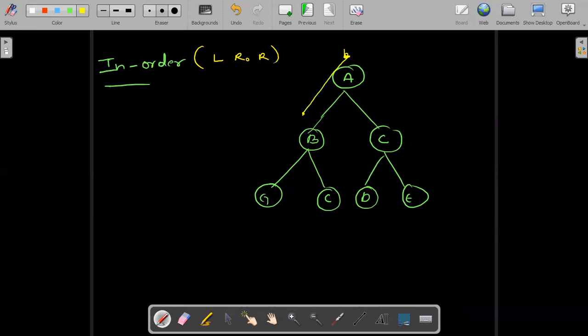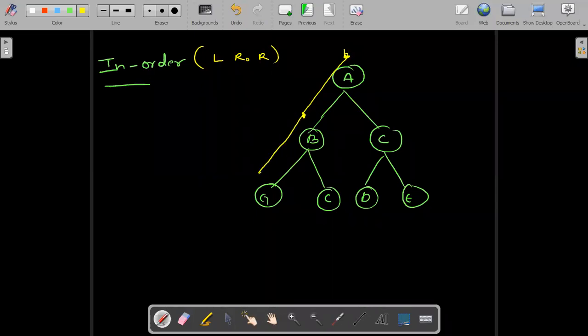Here also, root is there. Yes or not? Root is there. Again, it will say go to the left. I will go to the left. Again, here also a node is there. It will say you are not visiting the root right now, so go to the left. See, for example, I will take two dummy nodes here. Consider these are all dummy nodes.